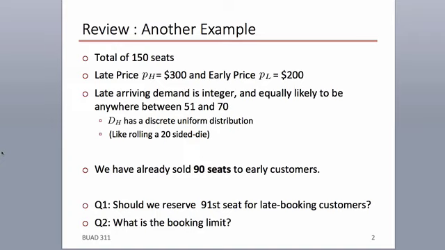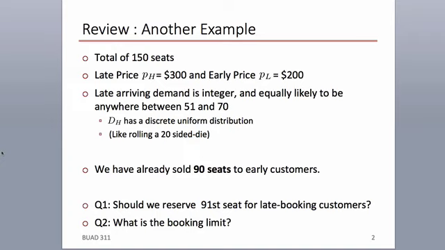Now we talked about this a little bit in class, but just as a reminder, what does this mean? This is the discrete uniform distribution on the numbers between 51 and 70 inclusive. So how many numbers are there between 51 and 70? You should convince yourself that there are 20 numbers if I include 51 and 70.